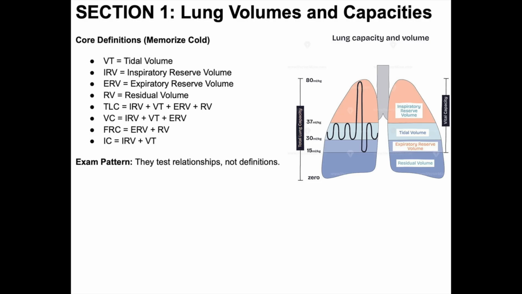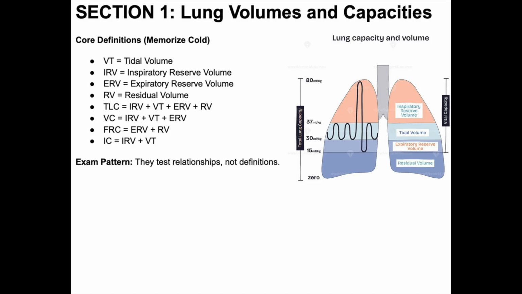Now, here's where exam writers like to play games. They don't test those definitions straight up, they test the relationships between them. So, total lung capacity, or TLC, is everything, all four volumes added up together. VC excludes residual volume. That matters clinically. FRC is what's left in the lungs at the end of passive expiration. That's ERV plus RV. IC is what you can inhale from resting state. So that would be IRV plus VT.